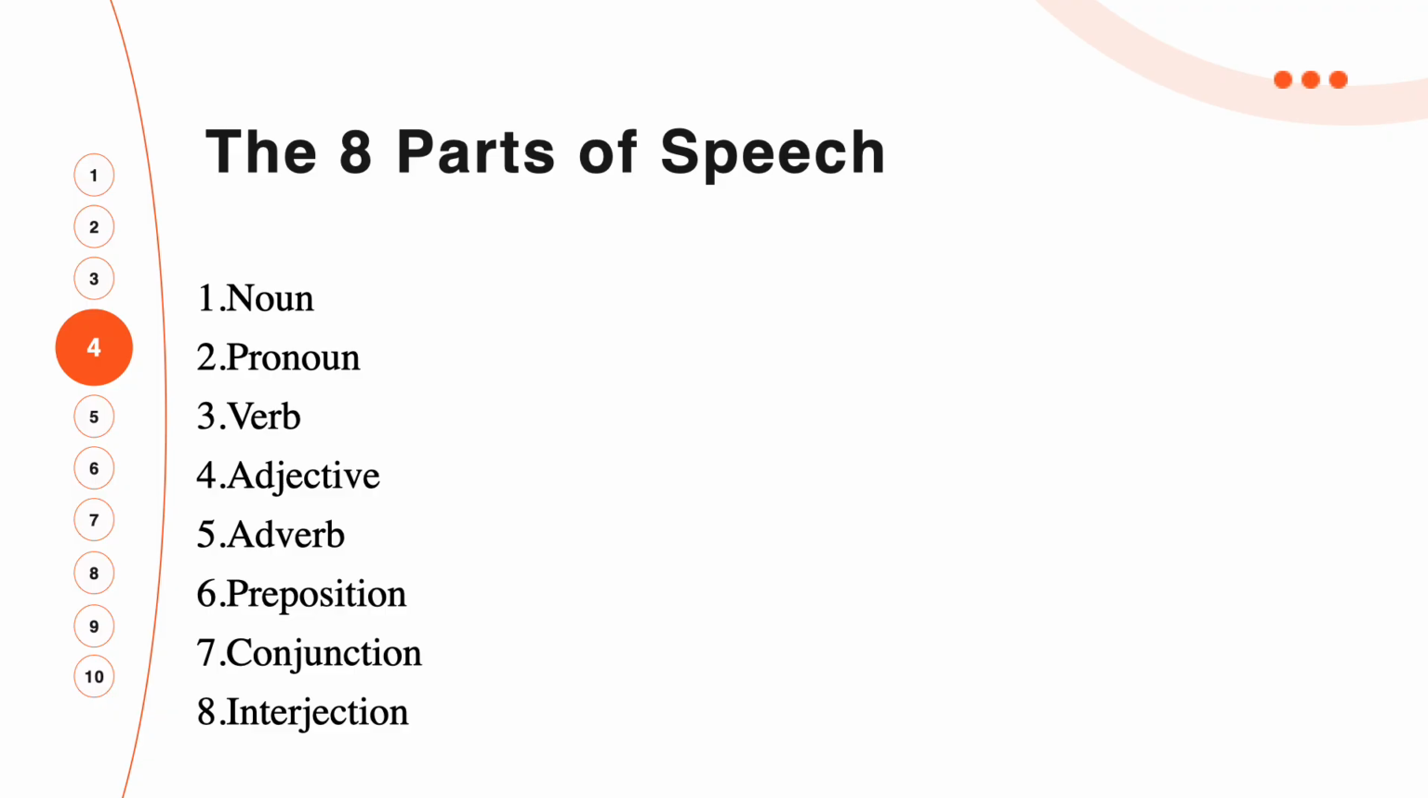Seventh is conjunction. A conjunction connects words, phrases, or sentences. For example, and, but, because, and although. They help make longer and more meaningful sentences.